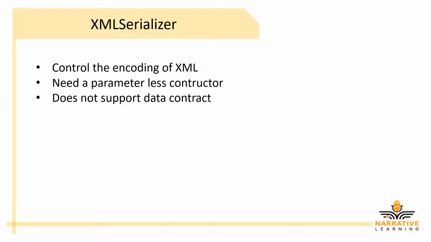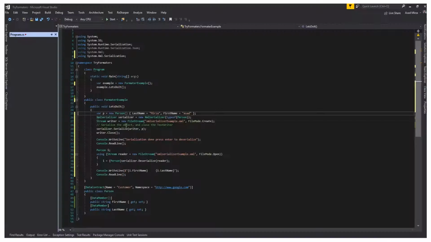So our last serializer is the XML serializer, and basically it's more or less simple. It just serializes the object to XML and deserializes it back to the object. It controls the encoding of the XML, and it does not support the data contract. So let's see the demo.